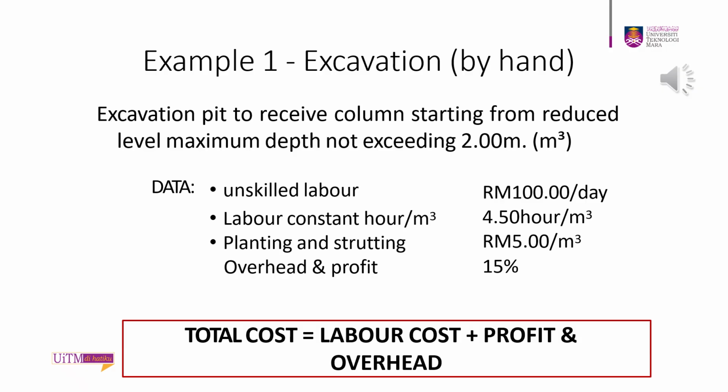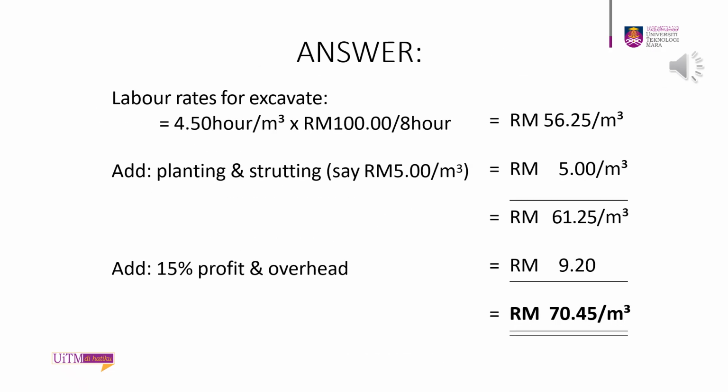To get the final excavation cost, we combine the labor cost with the profit and overhead. This is summarized in the formula shown: total cost equals labor cost plus profit and overhead. In this example, we are looking at how to estimate the cost of excavation carried out by hand.